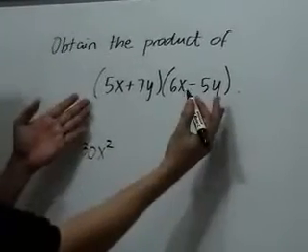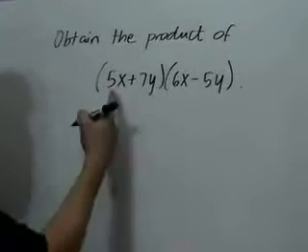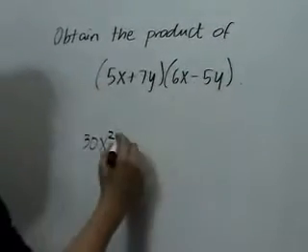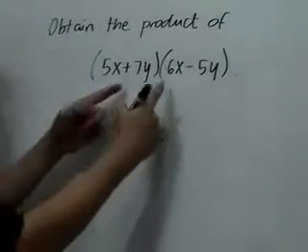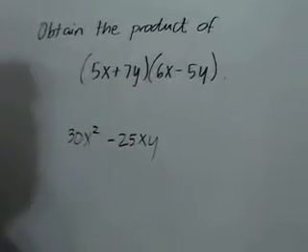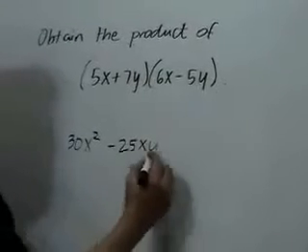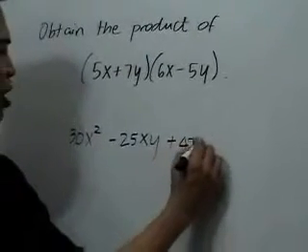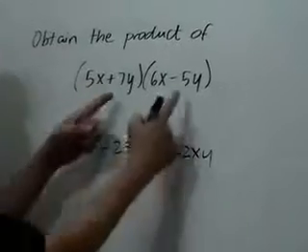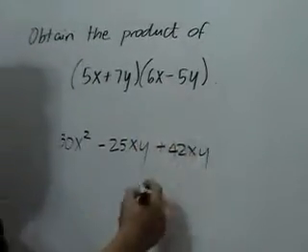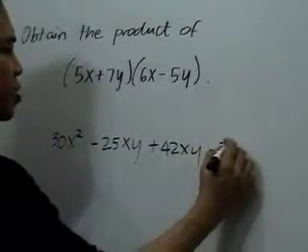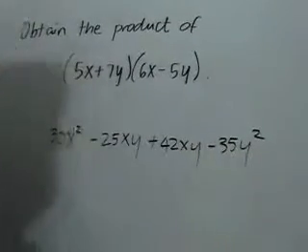The outer terms, so the product of 5x and negative 5y, is negative 25xy. The inner terms, 7y and 6x, will give us as product 42xy. And finally, the last terms, 7y and negative 5y, will give us negative 35y squared.